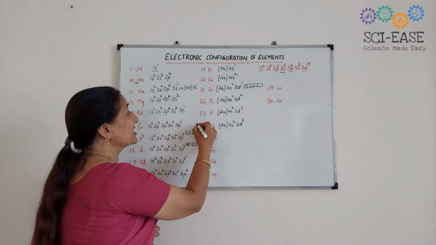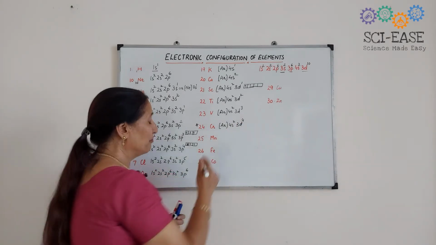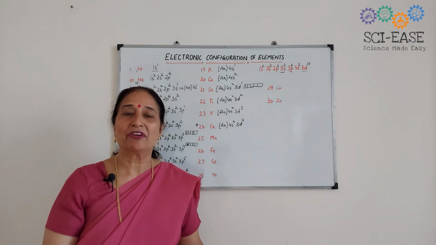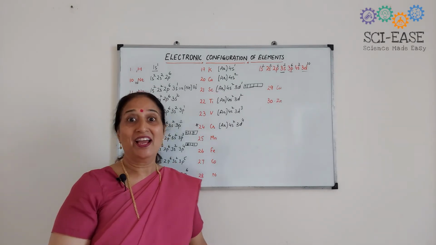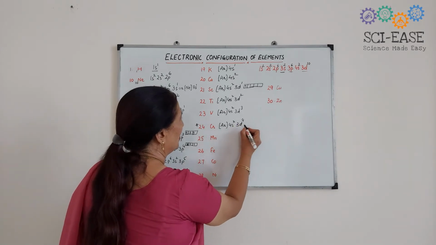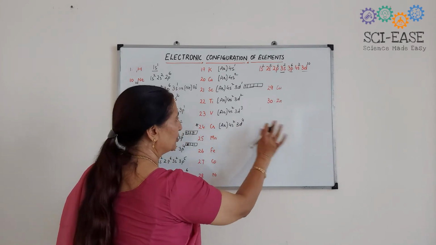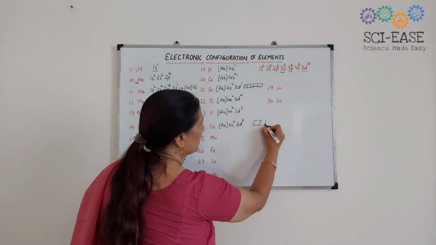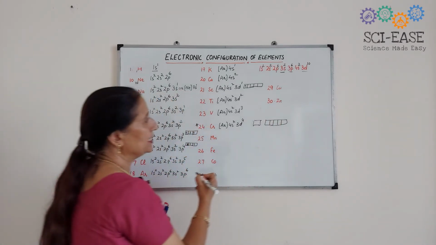Here there is an exception. It is an exception here. Here we know that the half-filled configuration and the fully filled configuration are the most stable. Here what is the result? One electron of 4s, I will draw here. Argon, you will draw up to that. Then it is 4s and this is the D subshell.